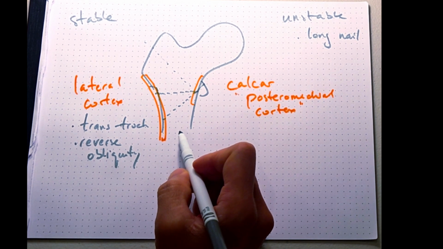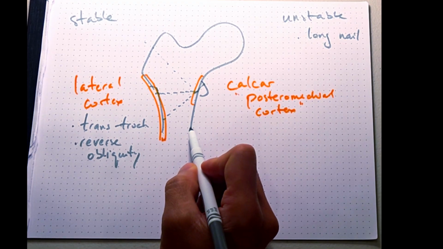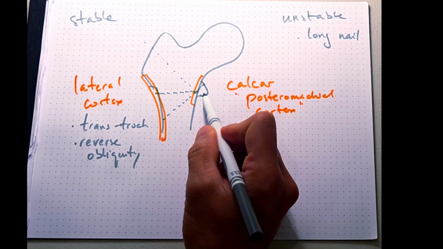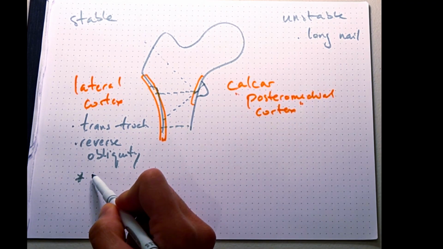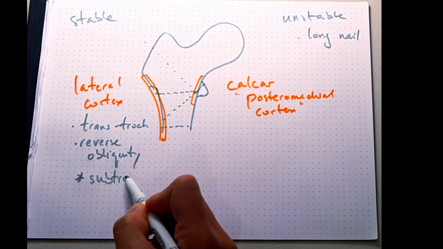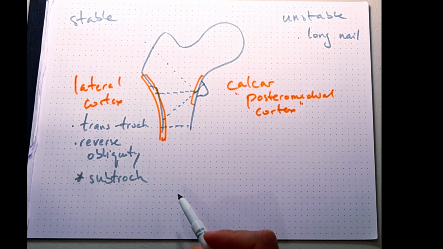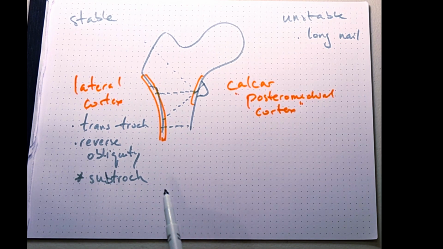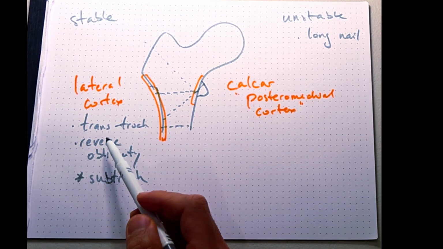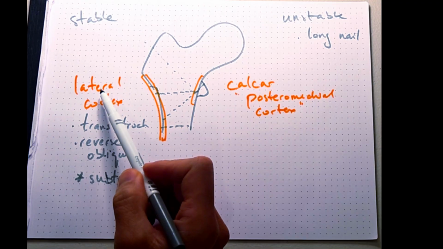The other way to breach this lateral cortex is a fracture that is below the lesser troch, so a subtroch. A subtroch is a special case for unstable fractures because there are more forces at work that make this a more challenging case. These are all very, very unstable because of this lateral cortex idea.